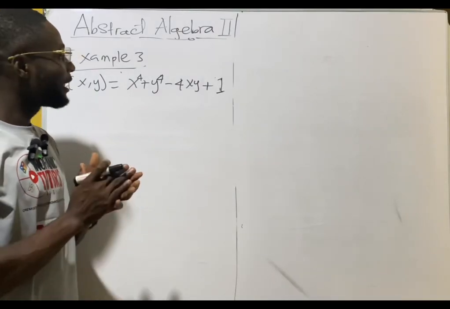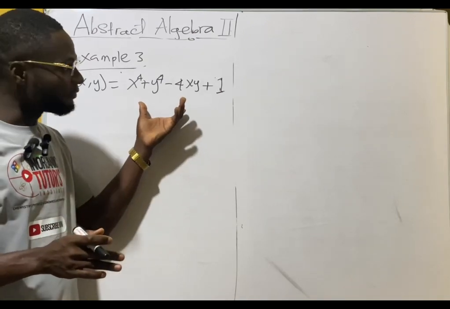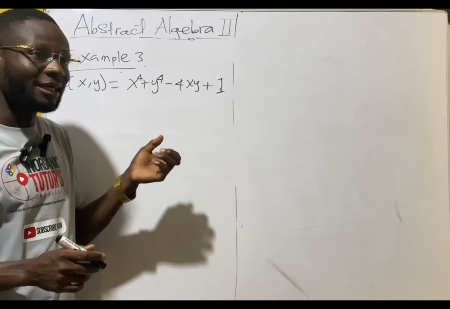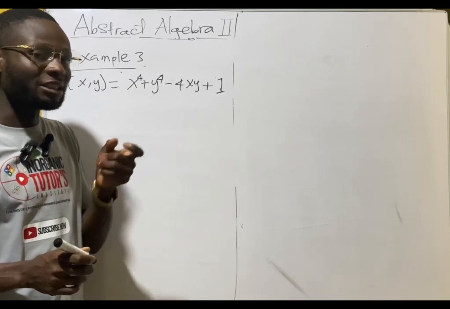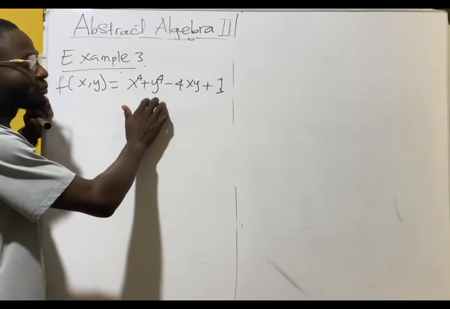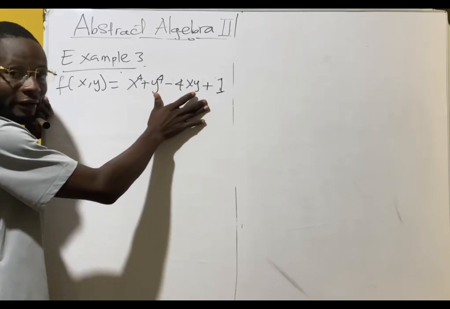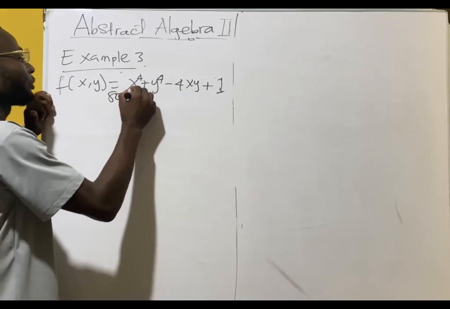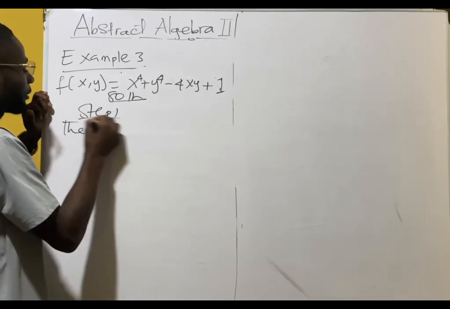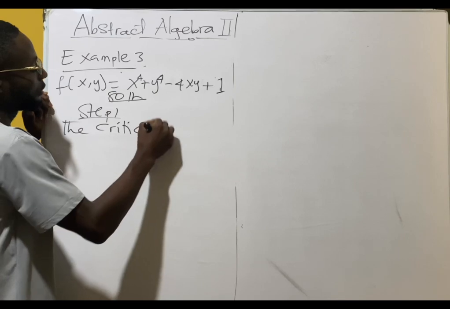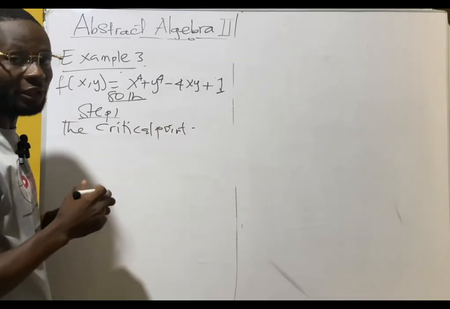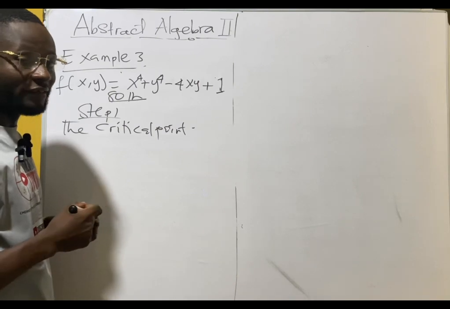Example 3, this is the problem that we have. We want to determine the critical points and also determine whether it is at a minimum, maximum, or saddle point. Okay, so now the critical points. Solution, step 1, the critical points. We know that we need the first partial derivatives.